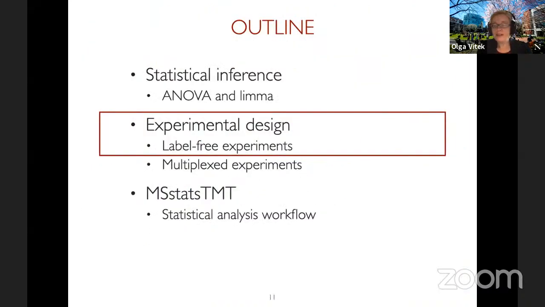Okay, so now let me move on with that. So I hope that this was useful. So now we will talk about how we actually work with experimental designs in terms of characterizing different sources of variability.